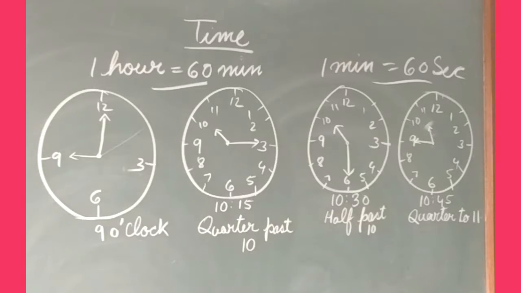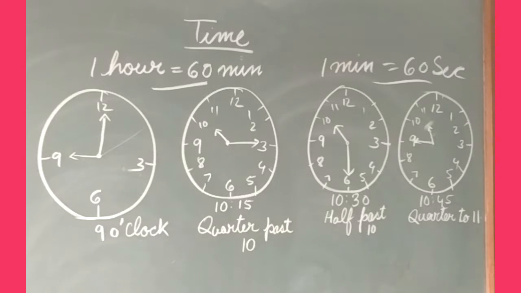In the first clock, you are seeing that the smaller hand is on 9 and the bigger hand is on 12. So what can you say? It is 9 o'clock.